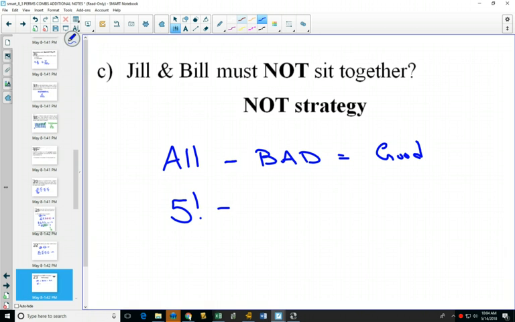The bad ways we did in part A. How many ways did Jill and Bill sit together? There were 48 of them. So if there's 48 ways that they could sit together, and there's 120 ways in total, when you take the 48 out of the 120, what's left, all 72 of them, would be ways that they're not sitting together. So instead of trying to count it, and there are other ways that you could count this, right?